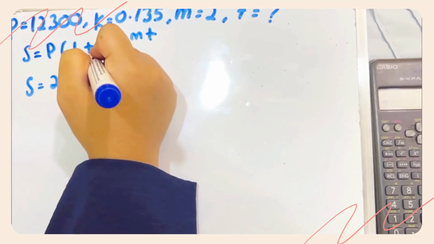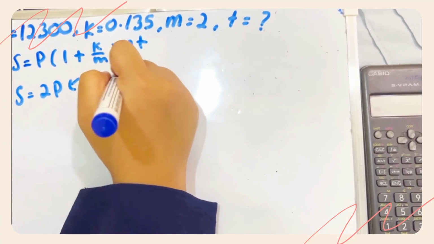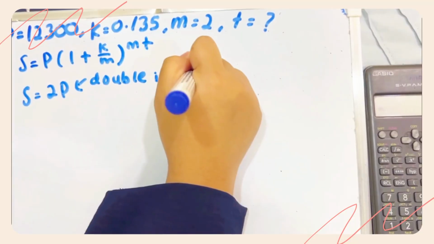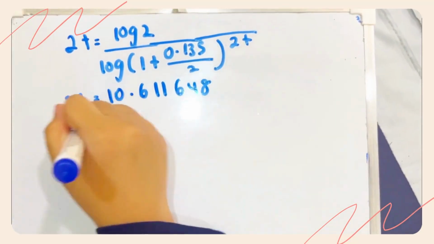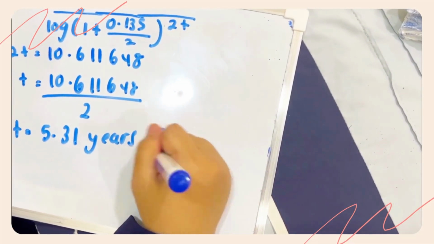We want to find out how long it takes for her investment to double in value, which is her investment S equal to 2P, double in value. And here, we must use logarithm to find out the T. So, the final answer is 5.31 years or 5 years and 3 months.